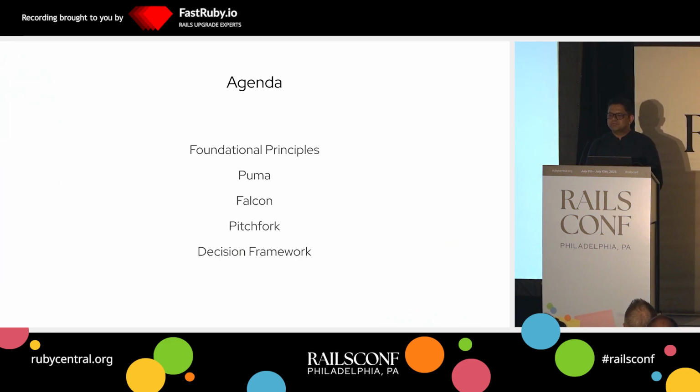We will start with the foundational principles that govern the behavior of modern Ruby web servers. Then, we will analyze Puma to understand its architectural constraints. From there, we will examine two specialized servers, Falcon and Pitchfork, each addressing one of those constraints. We will conclude with a framework for making a decision. Let's begin with the fundamentals.